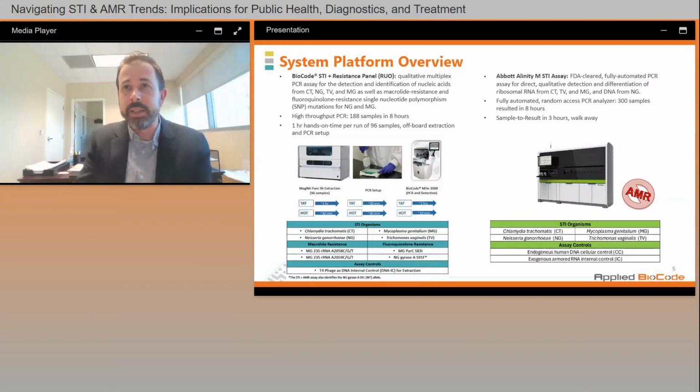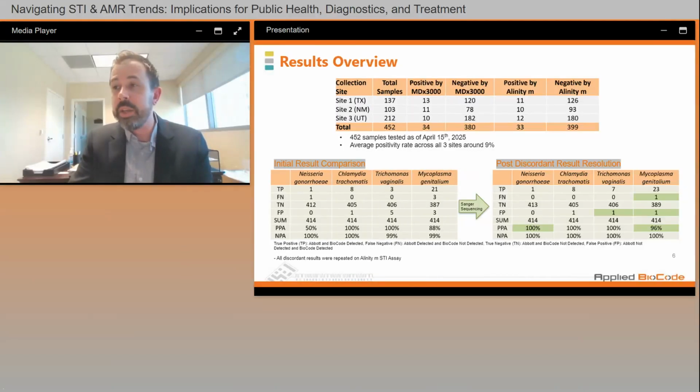The Biocode platform processes around 144 samples plus controls in an 8-hour shift. It's using a 96 well plate system, so it's roughly 2 plates per the 8 hours, with the DNA internal control added during extraction. So how do the performance characteristics of the two assays compare? We're going to take a look at the results overview here.